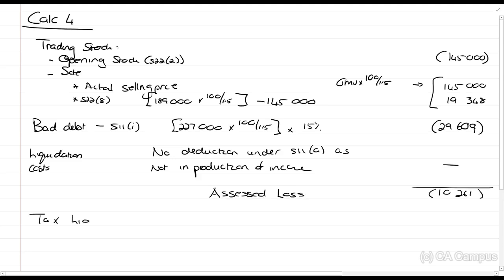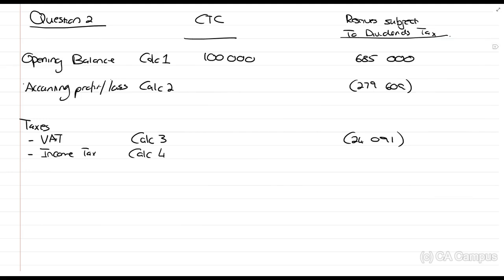So the tax liability at 28% on an assessed loss is nil. You don't pay tax on a loss. This should be carried forward to next year, but there will be no next year because, as we know, this company is being liquidated.